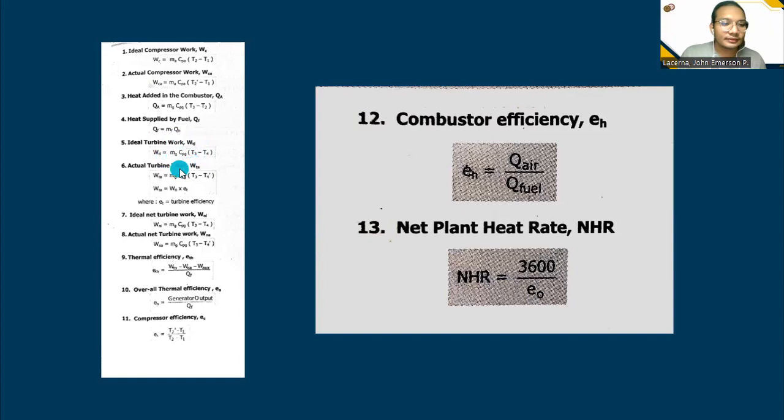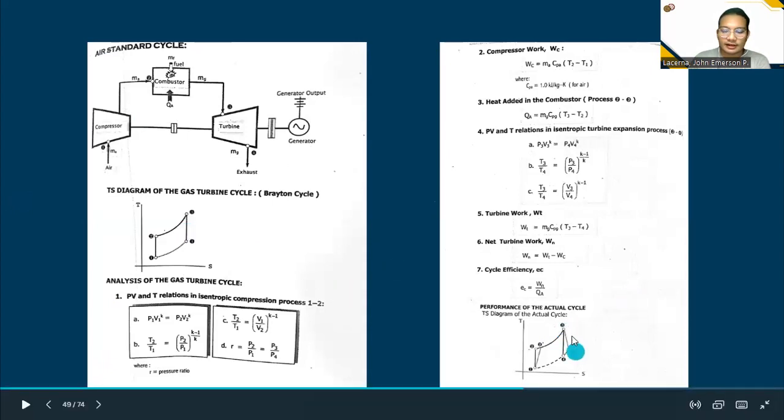Okay. Ideal turbine work, WTI, equals mass times specific heat times quantity T3 minus T4. And actual turbine work, WTA, equals mass times specific heat times T3 minus T4 prime, or work ng ating ideal turbine work times yung efficiency ng ating turbine. The actual net turbine work natin is equal to mass times specific heat times T3 minus T4 prime. Actual kasi ito, ideal lang yung isa. Yung actual, merong konting nagkaroon ng changes dito sa ideal.